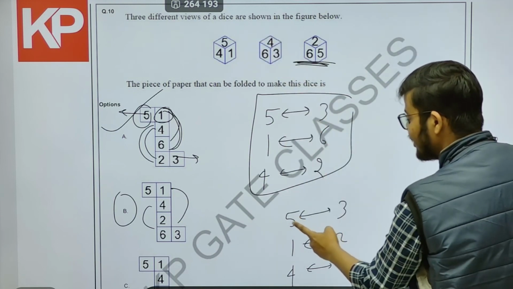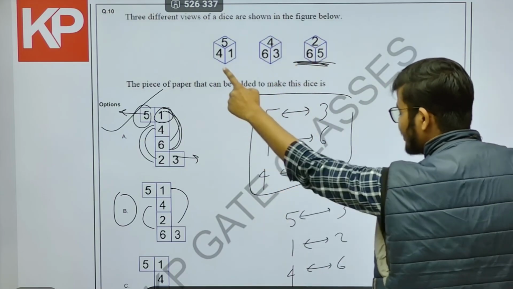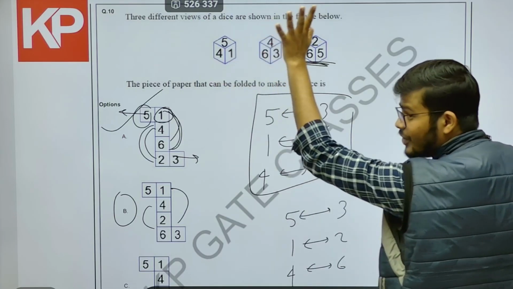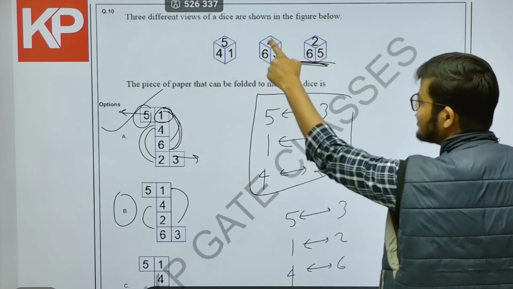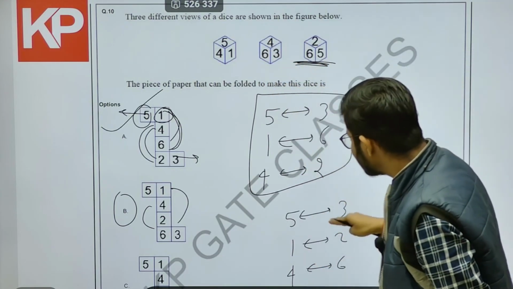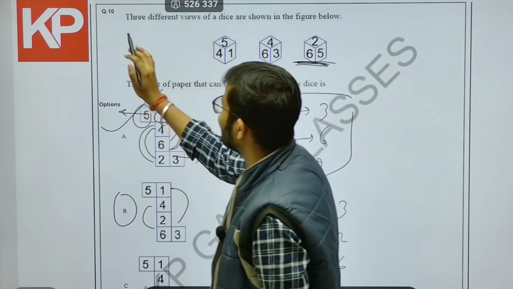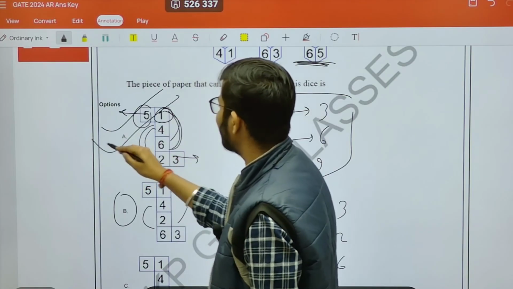So 5 is visible, so 3 should not be visible. That is the correct one. If 4 is visible, 6 should not be visible. Correct. 1 is visible, 2 should not be. First view is correct. But the second view, if 4 is visible, 6 should not be, but 6 is given here. That means this 6 is not on the opposite side. That's how option B is eliminated. You can check all these questions which are given here. For this question, option A is the correct one.